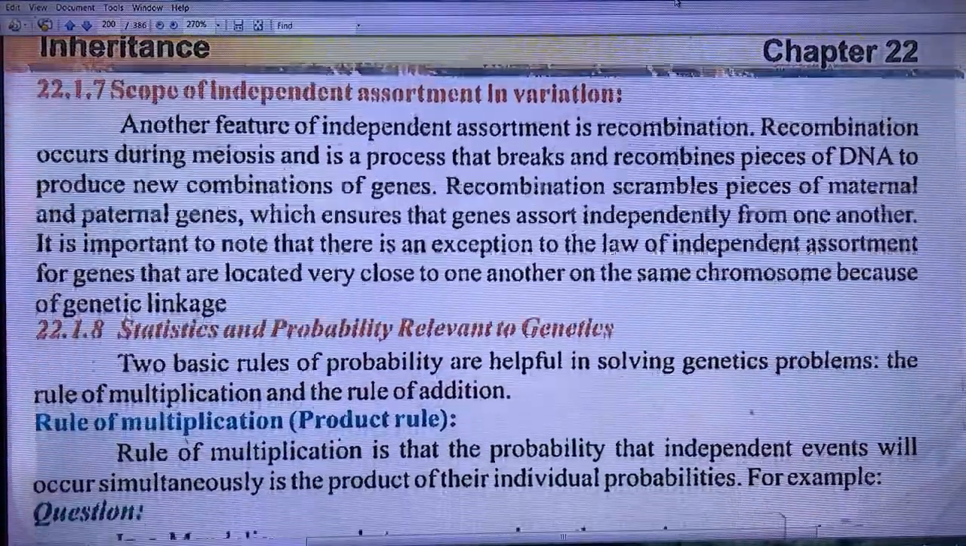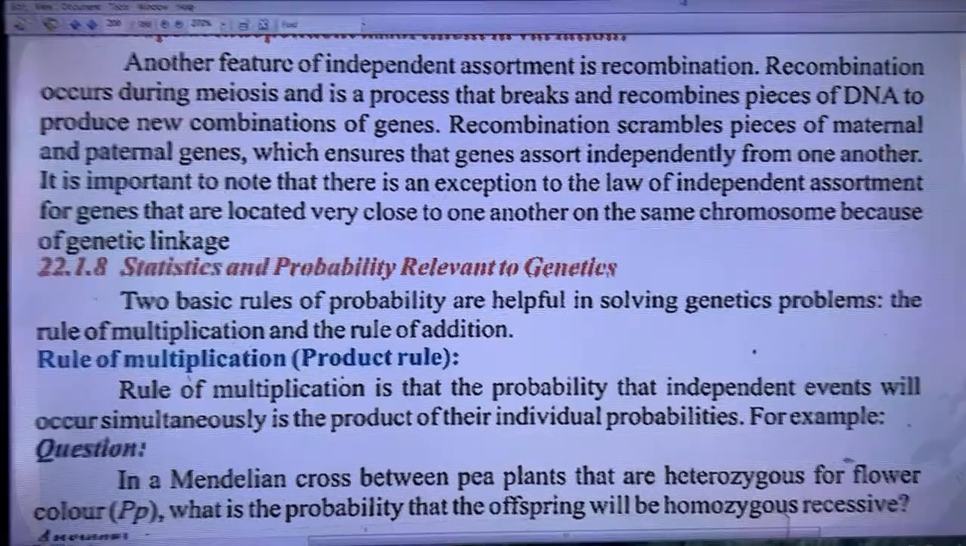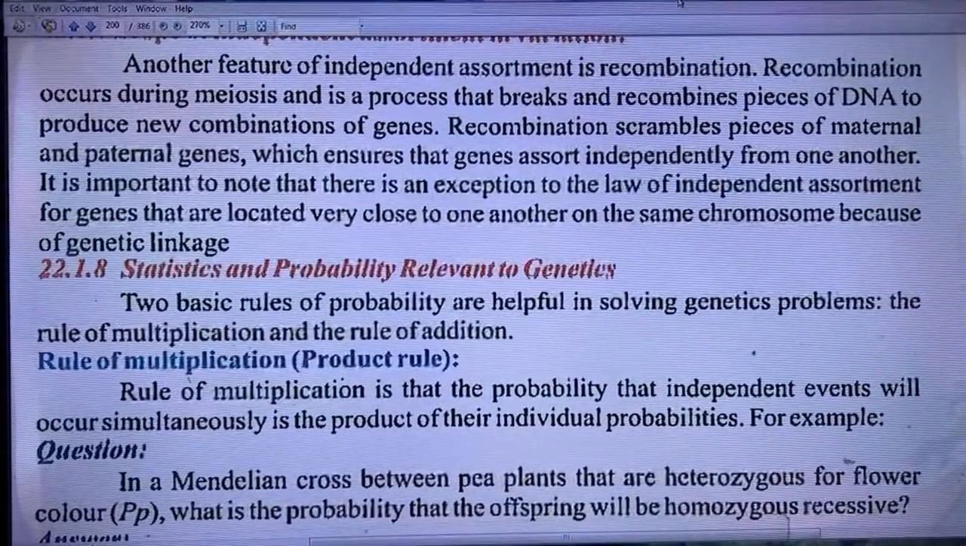Another feature of independent assortment is recombination. Recombination occurs during meiosis and is a process that breaks and recombines pieces of DNA to produce new combinations of genes. Recombination scrambles pieces of maternal and paternal genes, which ensures that genes assort independently from one another. It is important to note that there is an exception to the law of independent assortment for genes that are located very close to one another on the same chromosome because of genetic linkage.